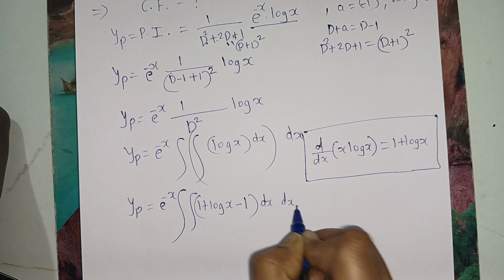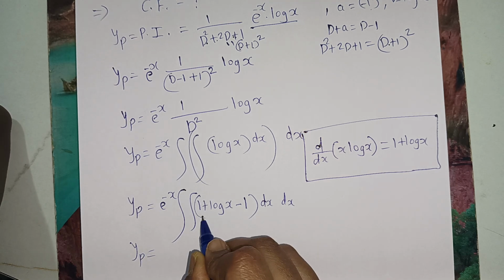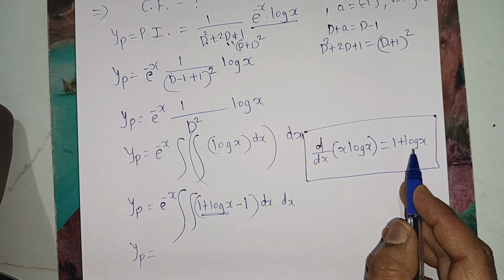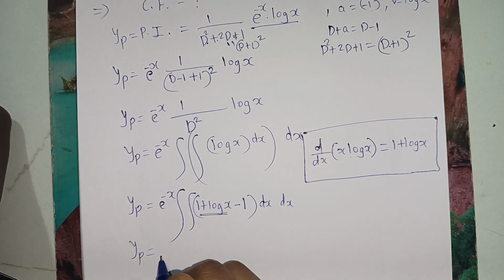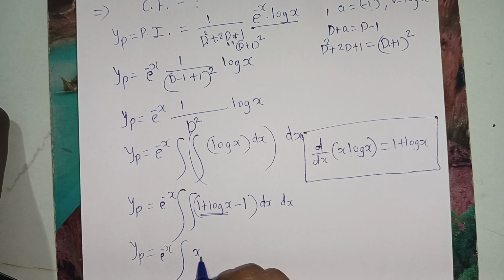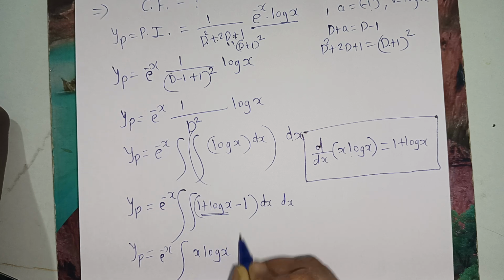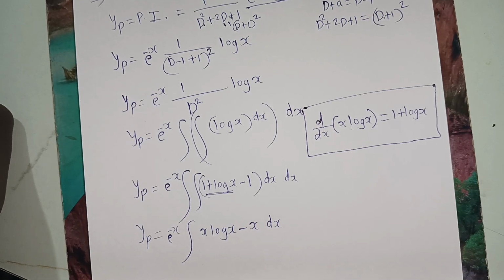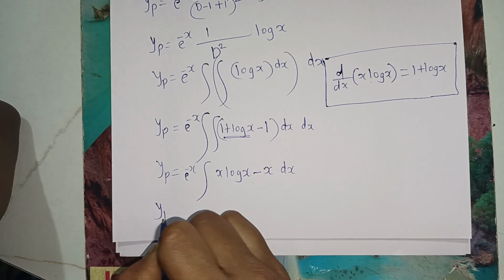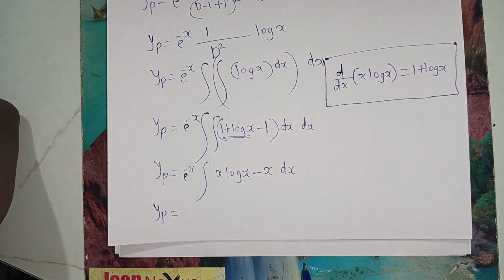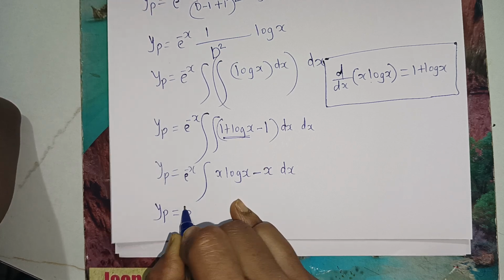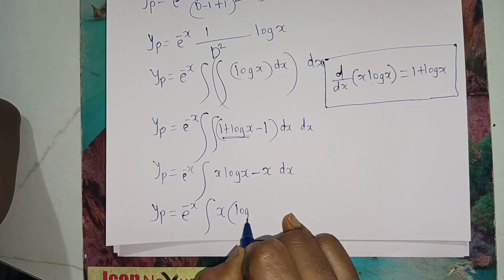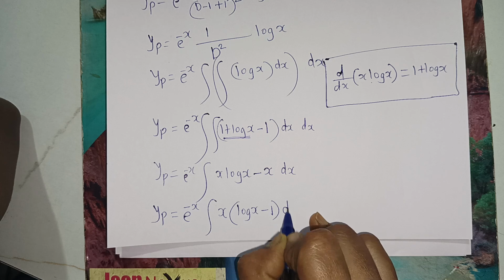Okay, dx. So yp is equal to, now clearly the derivative of x log x is 1 plus log x. That means the integration of 1 plus log x is x log x. So simply you have e raised to minus x, integration of x log x for this function, and the integration of 1 is x itself, dx. Now you have yp is equal to e raised to minus x integration of, take x in common, x times log x minus 1 dx.